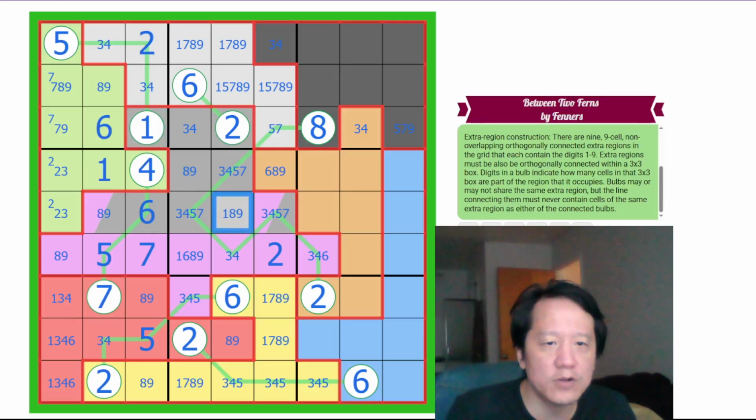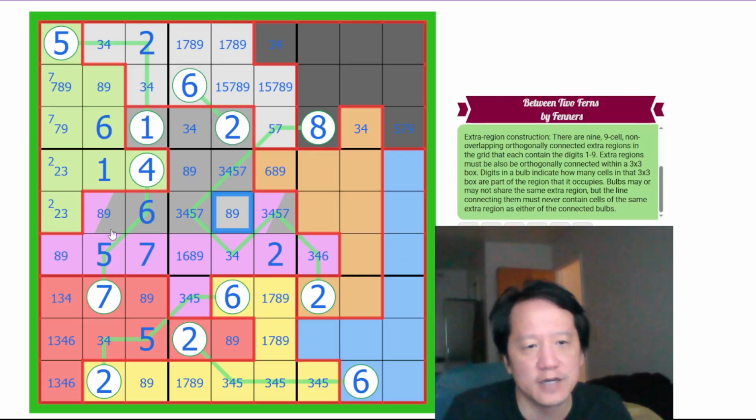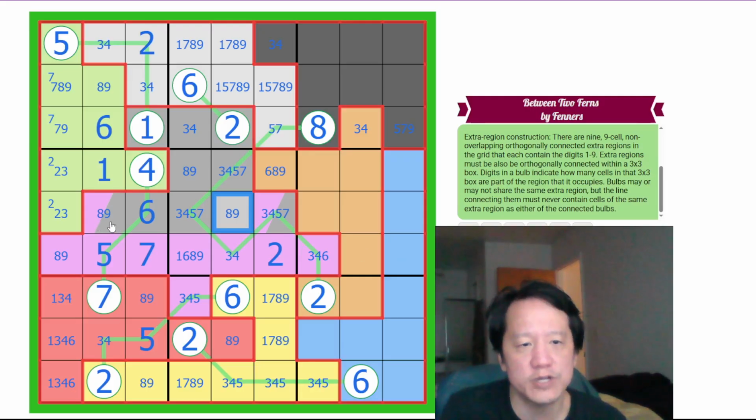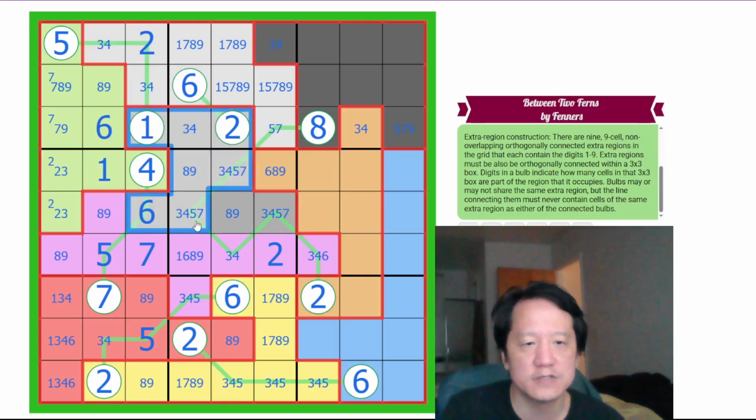Well, 1 here eliminates 1 from being here. This is 8, 9 as a pair, which eliminates 8 and 9 from the rest of the region. So this cannot be medium, it's pink. This can't be pink, it's medium. So we have 1, 2, 3, 4, 5, 6, 7, 8, 9 cells there. And that's done as a region.